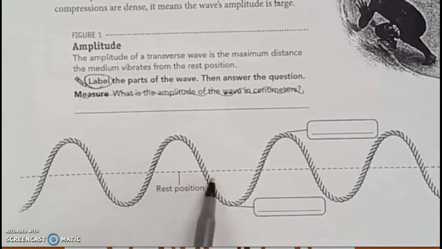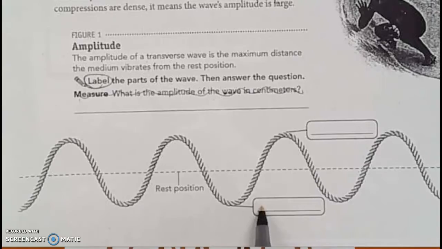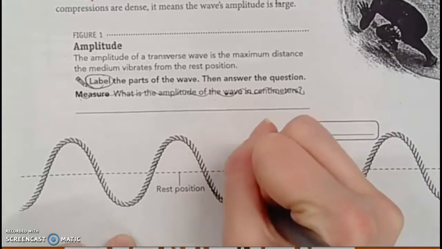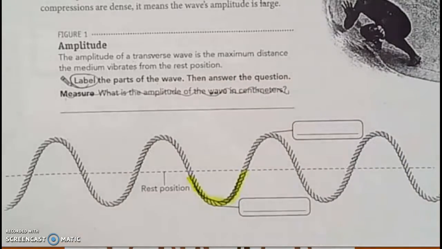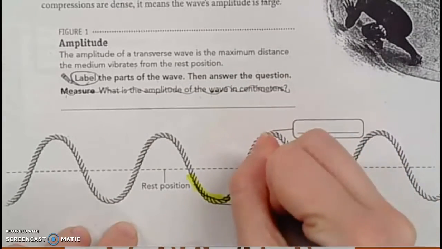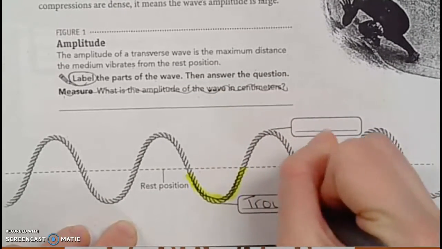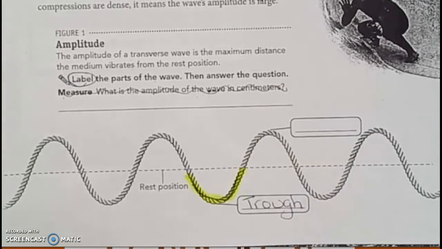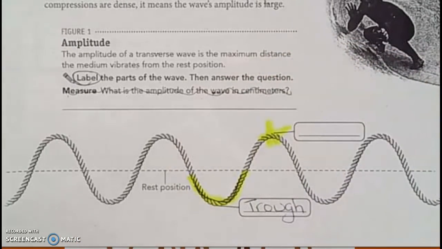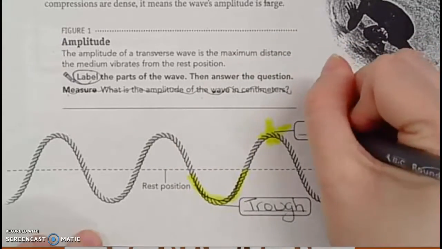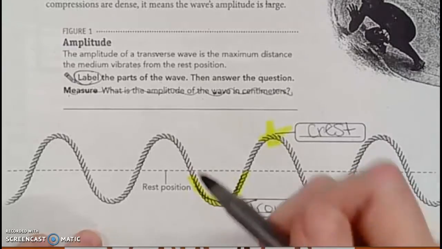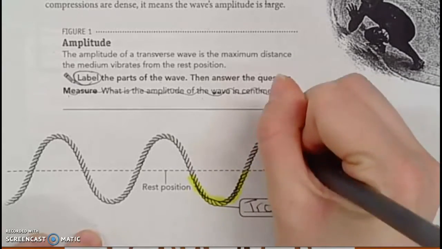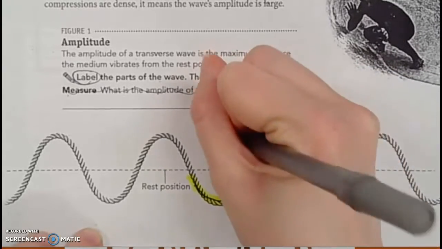So looking at this, we have the rest position. The bottom of the wave has that U shape. Here's that U, which we know is where animals feed out of, which we call the trough. Now the top of the wave, which is right here, is what we call the crest. Now we also want to label where our amplitude is, and we can measure that from rest position to crest. So this is my amplitude.